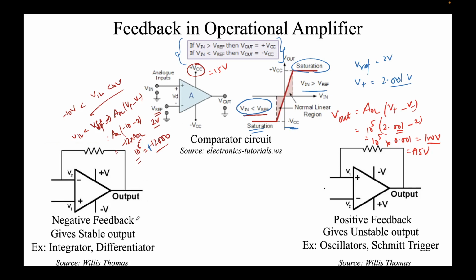Negative feedback will provide a stable output. It will not always saturate. We'll solve problems on this. It will not behave like this, where the input voltage just increased by 0.001 due to some noise and it's saturated. No, it will not happen like this. Negative feedback will ensure that.